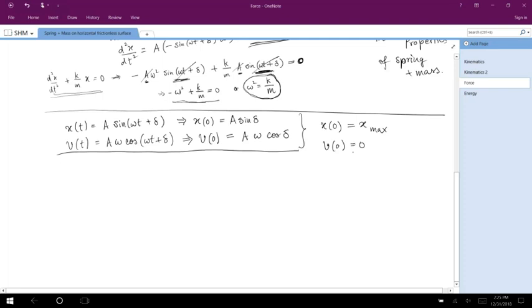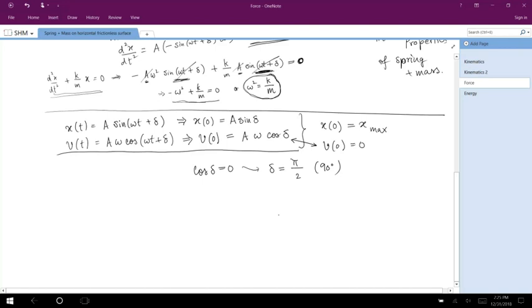Alright, so using these two conditions, we can figure out that cosine of delta must be equal to 0, because that will satisfy the condition that v of 0 is equal to 0, as well as equal to a times omega times cosine of delta. Now if cosine of delta equals 0, that means delta has to be some multiple of pi over 2 or 90 degrees, because cosine of 90 degrees is 0.